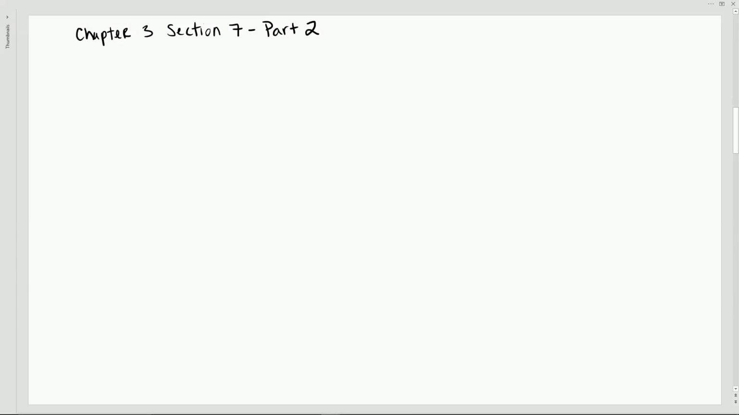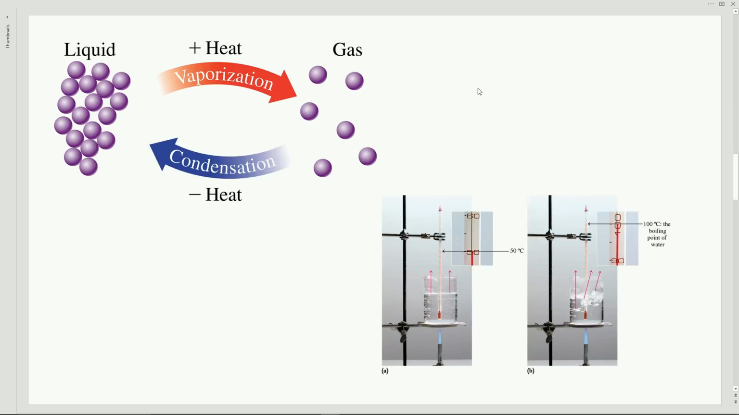The last section in chapter 3 is chapter 3, section 7. So we've already talked about the first part of this chapter. So now we're going to talk about the last part of the chapter. So the first thing we're going to talk about in this last video is evaporation, boiling, and condensation.